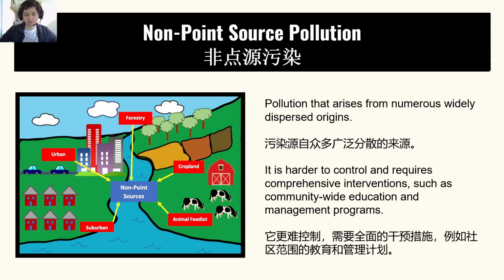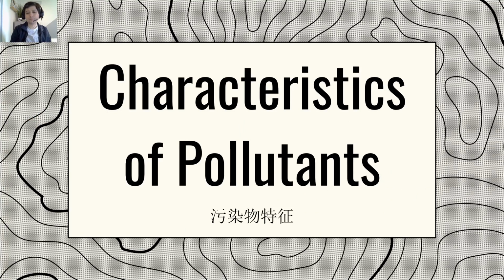So all these different chemicals get pulled into the river, and it's hard to identify or hard to regulate because it's coming from so many different places. So it needs a more comprehensive or fuller solution to the problem. Okay, so maybe it just is education programs to change human behavior, or maybe the government needs to get involved in more comprehensive ways. Okay, now we're going to talk about some characteristics of pollutants.